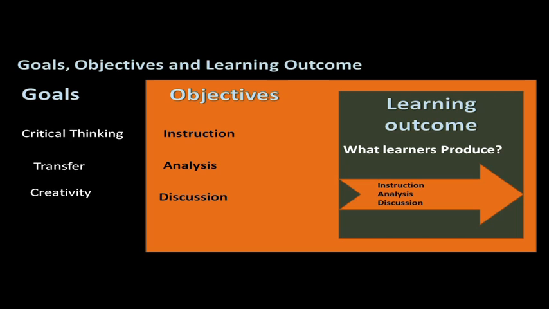So, just in this picture, the goal is a broad thing: critical thinking, transfer of contents, creativity. So, this is the goal. In that goal, a part is the objectives. Objectives are the stepping stones to achieve that goal, right. So, in that case, the instruction, analysis of case studies, case discussion: to achieve that goal, the learner has to do the case studies, case instruction. And what is the learning outcome? Using this instruction, analysis and discussion, what the learner can produce, right, that is the learning outcome. So, that is the difference, that is the total picture.